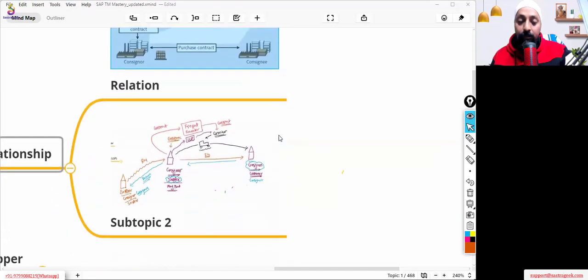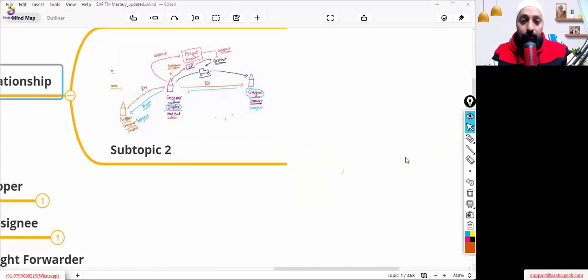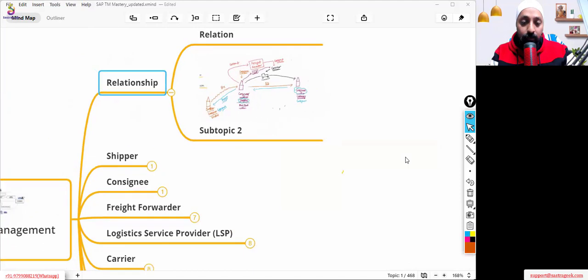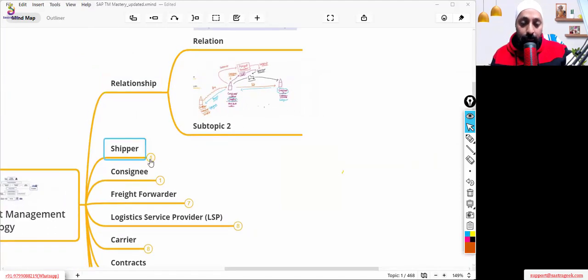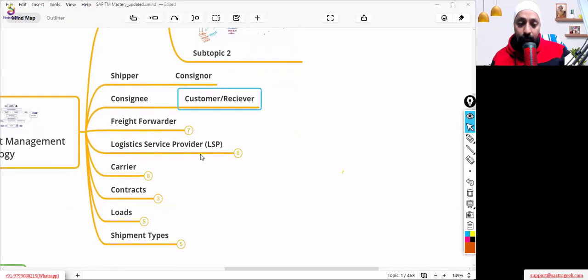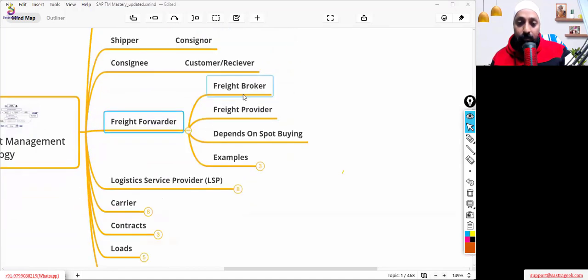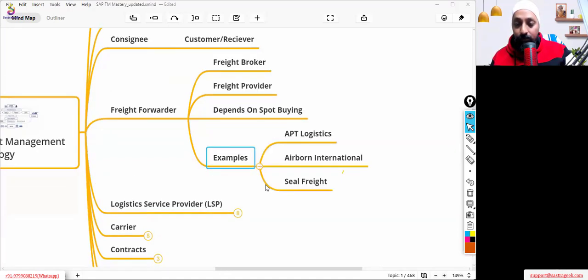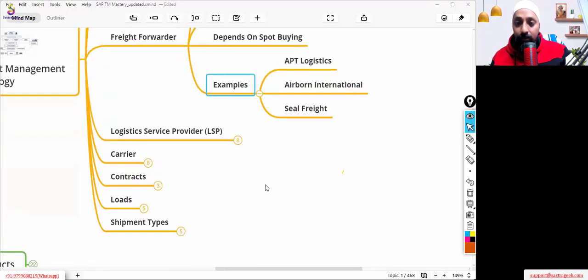So let me complete the terminology, and then I will come back to question and answer if you have anything. So let's quickly go. Shipper we have discussed. The consignor, or the person who is selling, would be the shipper. Consignee, your customer who is the receiver, would be the consignee. Freight forwarder, another term that can also be used is freight broker, or freight provider. And examples for that are APT Logistics.